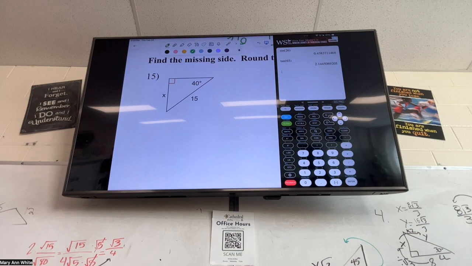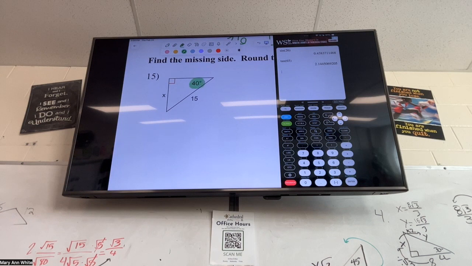This one says 40, I've got X, I've got 15. Is this a Pythagorean theorem? No. Is this a special right triangle? Is it 45, 45, 90, or 30, 60, 90? No. That means that it's gotta be SOHCAHTOA. If you do not have a 45, 45, 90, or a 30, 60, 90, it is SOHCAHTOA. So I'm gonna use SOHCAHTOA.